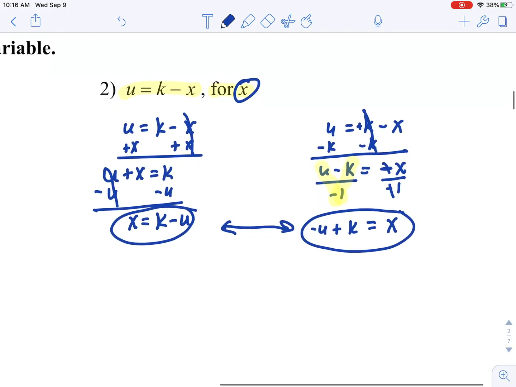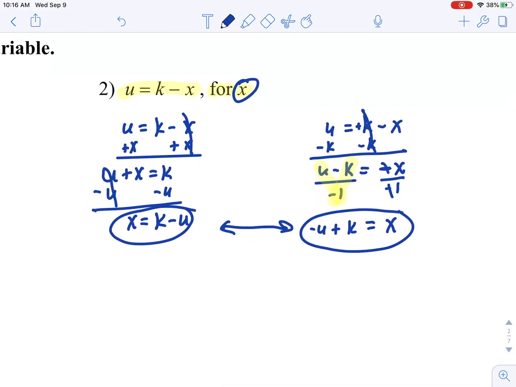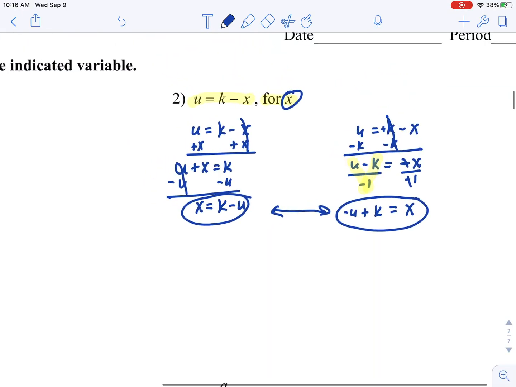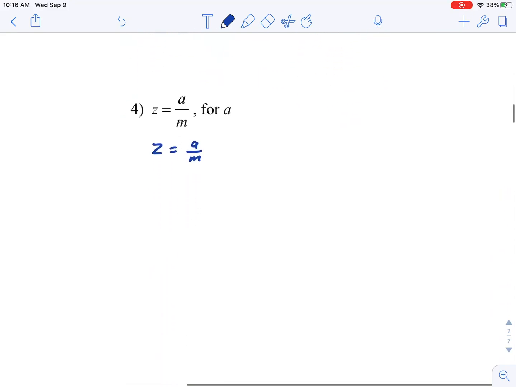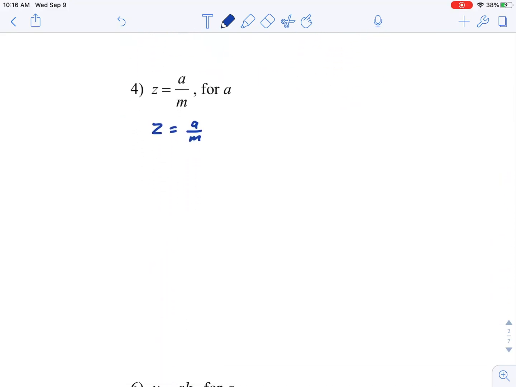You don't need to do it twice. I did it twice just to explain options. I don't expect you to do number 1 twice. Don't worry about it. Number 4, z equals a over m.